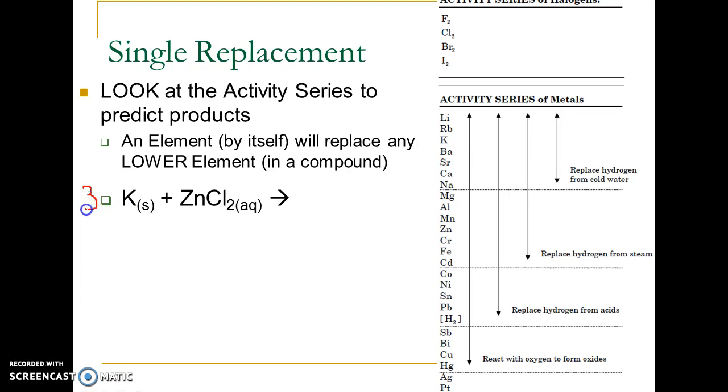I know it's a metal-metal replacement because I do not see any hydrogens for acids and water, and I do not have 2 halogens. So, with that being said, potassium should replace zinc, and zinc should get kicked out over here by itself. So we should have zinc plus potassium chloride. When you are writing this ionic bond, make sure that you check your charges. Potassium has a +1. Chlorine has a -1, so their charges balance out.